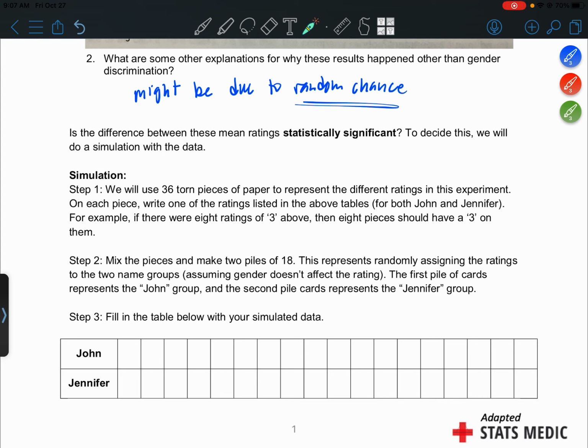Okay. So now we have these 2 new piles of the numbers all mixed up again. The first pile is going to represent John's new scores, and the second pile will represent Jennifer's new scores.